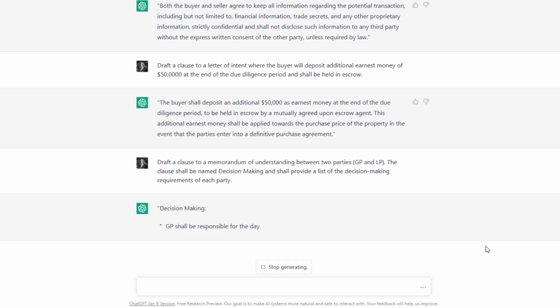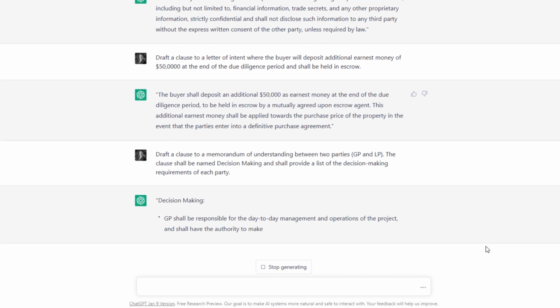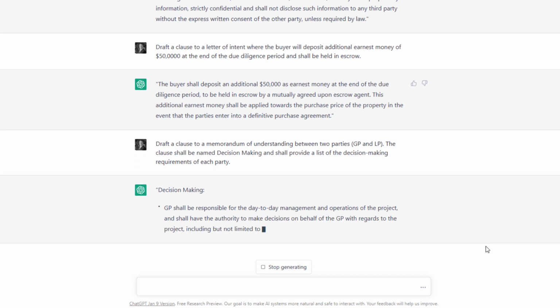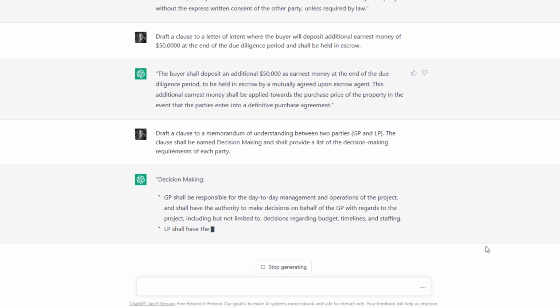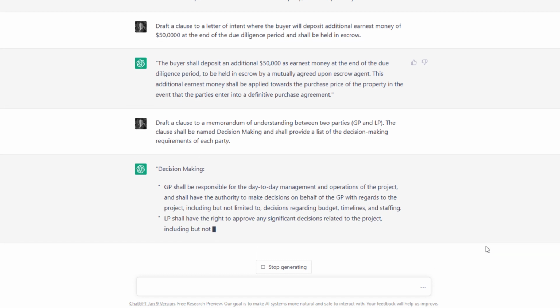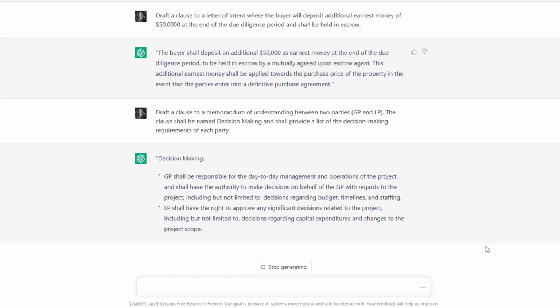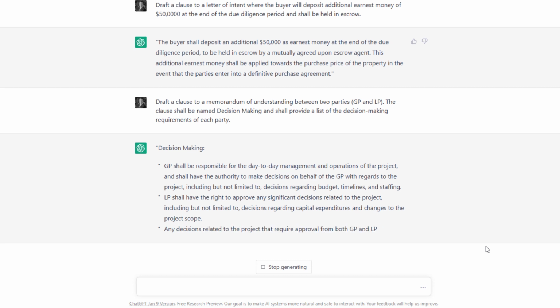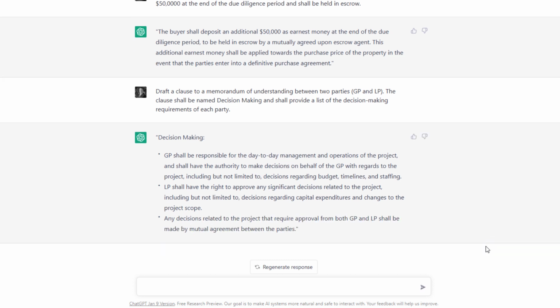So decision making. GP shall be responsible for, and then it gives us some examples, day-to-day management operations of the project, and shall have the authority to make decisions on behalf of the GP with regards to the project, including but not limited to decisions regarding budget, timelines, and staffing. LP shall have the right to approve any significant decisions related to the project, including but not limited to decisions regarding capital expenditures and changes to project scope. Any decisions related to the project that require approval from both GP and LP shall be made by mutual agreement between the parties. So that's now a good start, right?